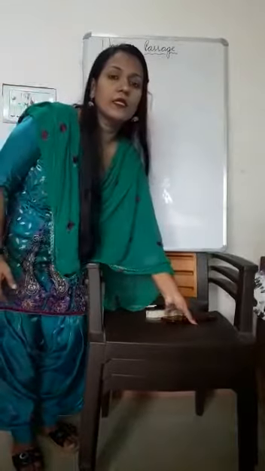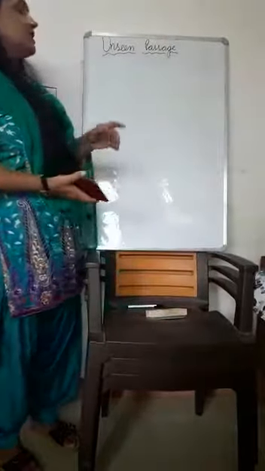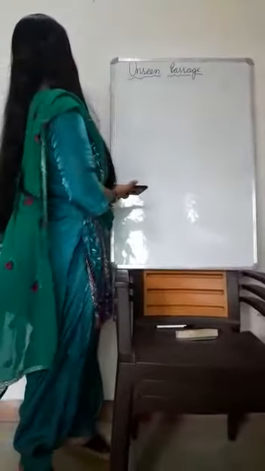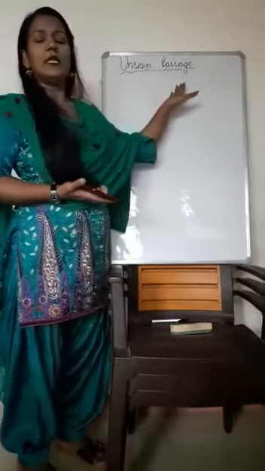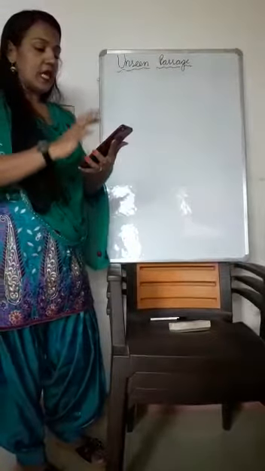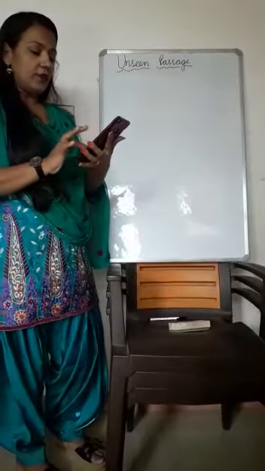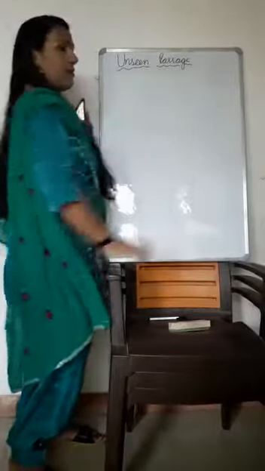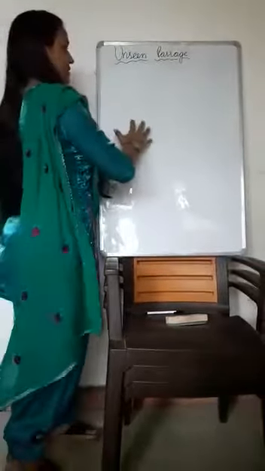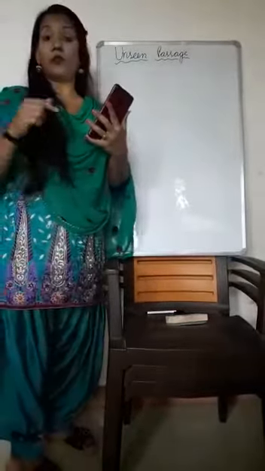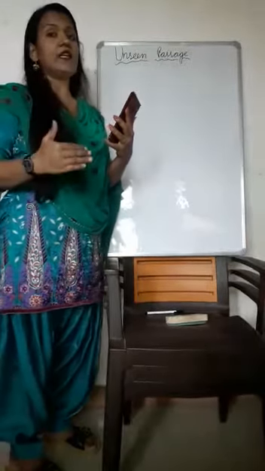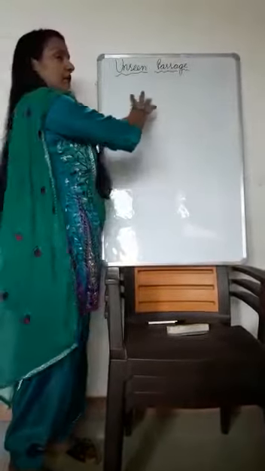Now, kids, today we'll start in English, unseen passage. Unseen passage means our passages are just written down on the blackboard, and we have to read together that passage. Then ma'am gives you some questions. You read that passage again and again and find out the answer from the same passage.